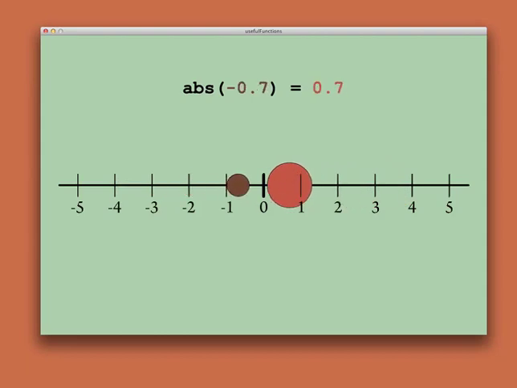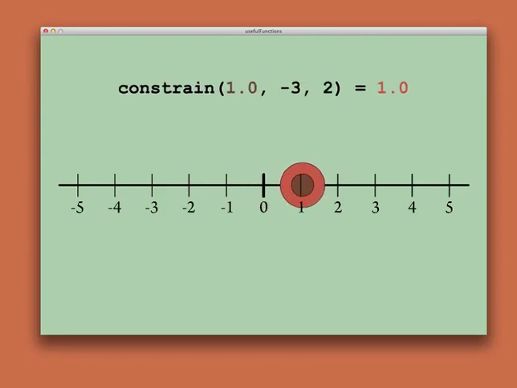So this is what abs does. It just takes a number, and if the number is positive, we get back that number. If the number is negative, we get back that value, but positive instead. Now let's take a look at the next routine, constrain.